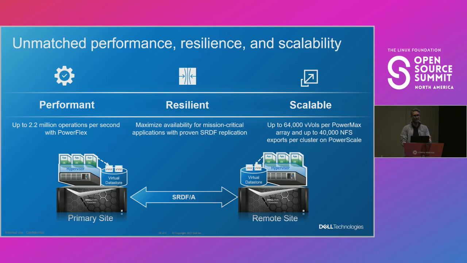In terms of resiliency, I just demonstrated we have a CSM replication module that enables resiliency, and we also leverage our array native replication capabilities like SRDF for PowerMax, which really enables disaster recovery and high availability. And in terms of scalability, on PowerMax you can scale up to 64,000 vVols. You can have up to 40,000 NFS exports per cluster on PowerScale, and there really are not many alternatives out there when it comes to that level of scale.